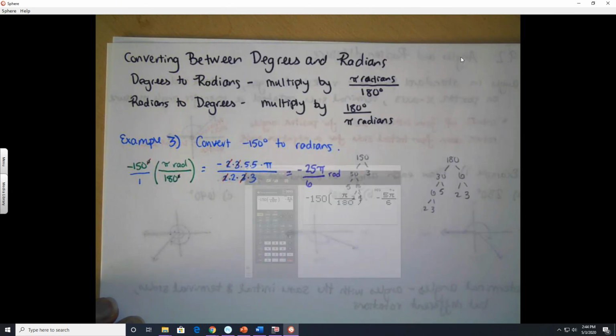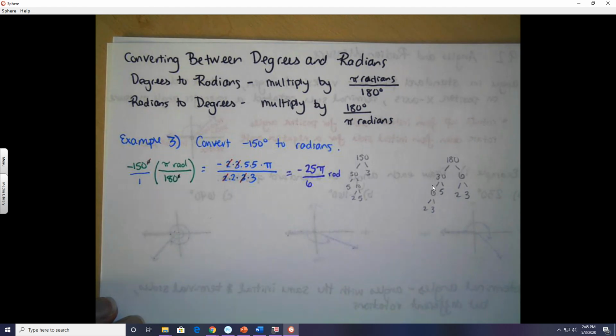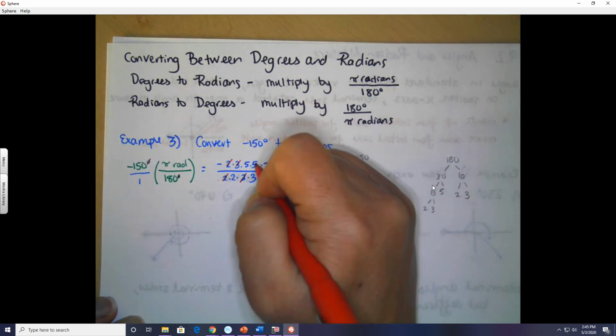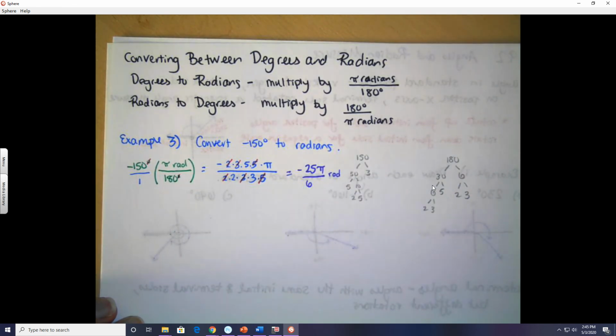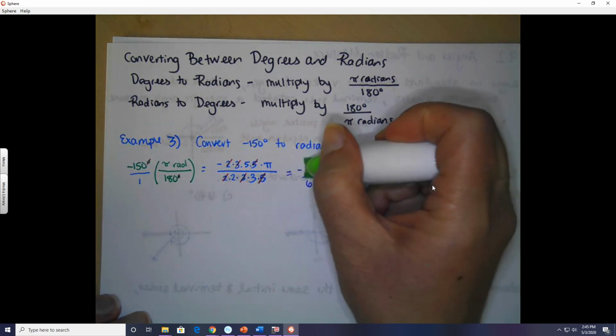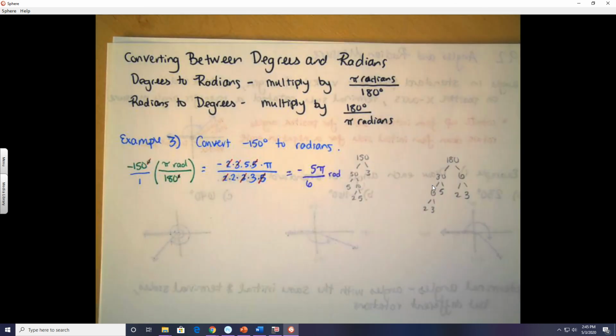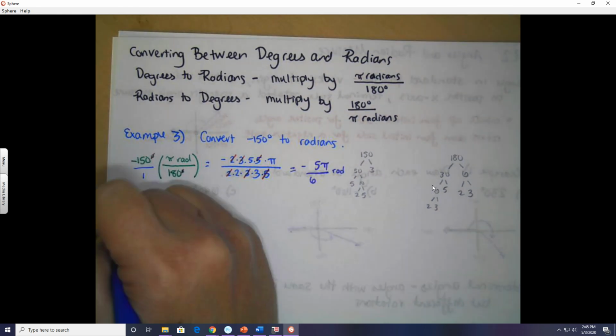So let's find my mistake. Oh, I forgot about this 5 right here. So if I add that 5 to the bottom, oops, then a 5 would cancel out from top and bottom, and we would just have negative 5 pi over 6. Okay. Nobody will know, except for everybody who watches this video will know. Oh, well. Last example for us.